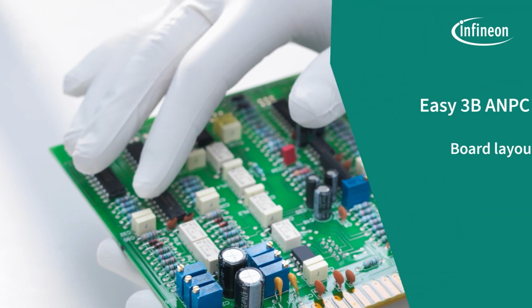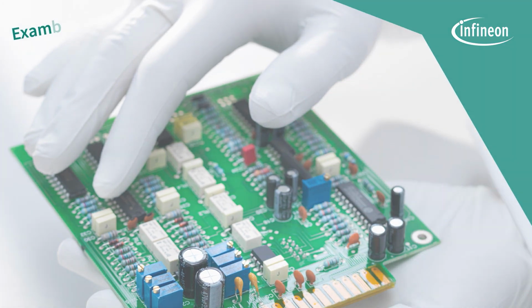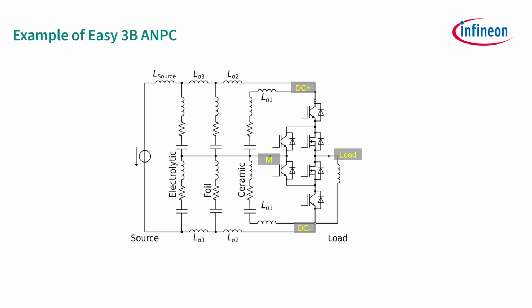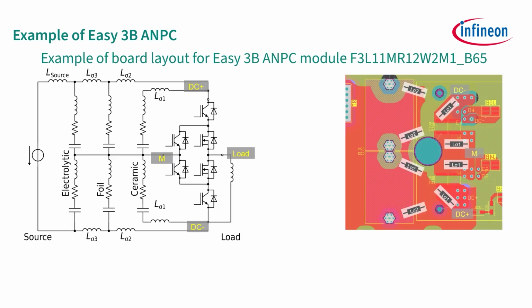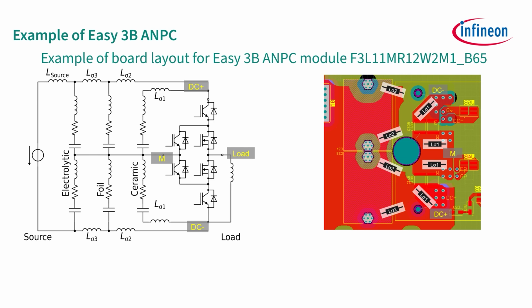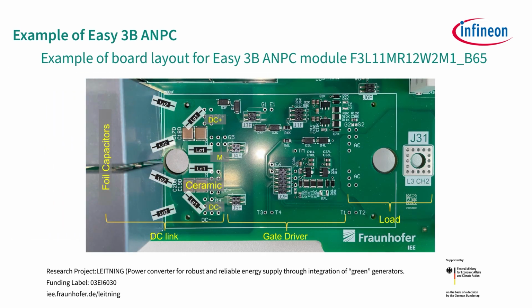Next, you'll see an example of EZ3B ANPC. In this simplified equivalent circuit diagram, no additional vias for the ceramic capacitors were needed, so the other copper layers are not affected by the large creepage distances, for example, 5 mm per 1000 volts. This design approach does not reduce the copper cross-section available for connection to the other capacitors and the DC source on the other layers.